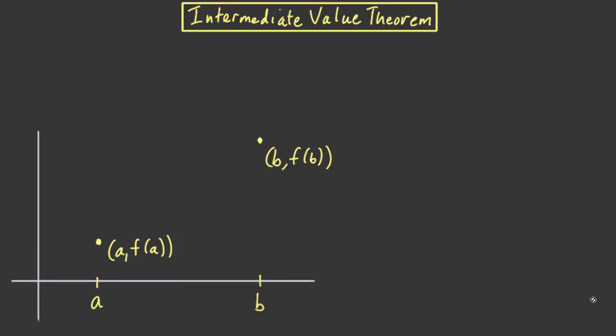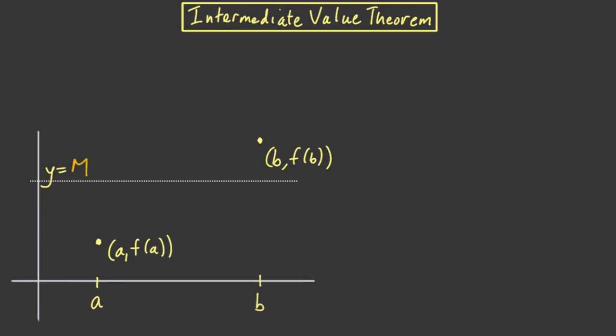Here's our setup. We have two points on the graph of some function f, and we have a horizontal line y equals m, such that the two points are on opposite sides of the line. So I've drawn it here where the first point is below the line and the second point is above the line, but it could be the other way around. It doesn't matter.